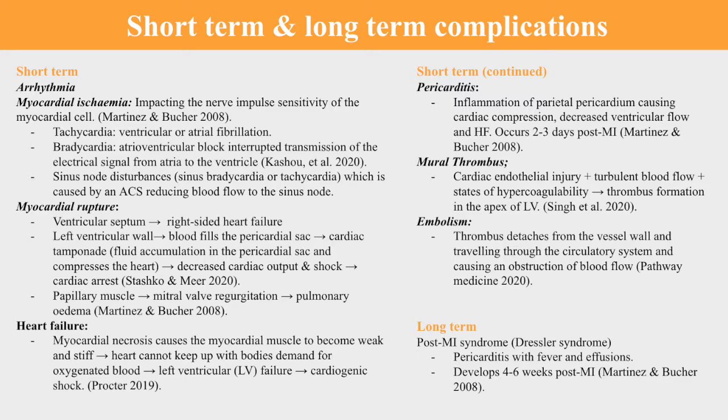Pericarditis is another complication, which is the inflammation of the parietal pericardium, which causes cardiac compression, decreased ventricular flow, and heart failure. This typically occurs 2 to 3 days post-MI. Mural thrombosis is the development of a thrombus in the apex of the left ventricle. This is caused by cardiac endothelial injury, turbulent blood flow, and states of hypercoagulability. This can then lead to an embolism when the thrombus detaches from the vessel wall. This can lead to strokes, DVTs, and other thromboembolisms.